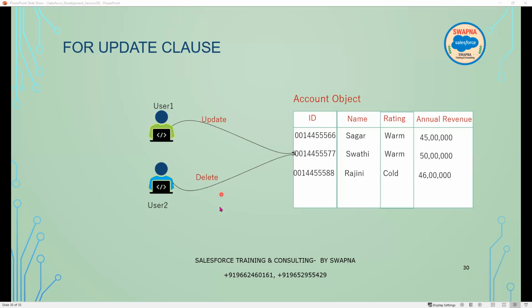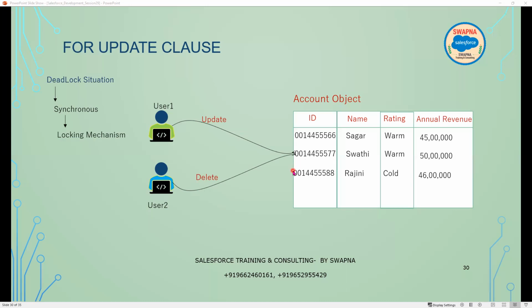This kind of a scenario is called a deadlock situation. That means when multiple users are working on the same record at the same time, it is called a deadlock situation. Now, how can we handle this deadlock situation? In order to handle this, we need to process the record synchronously by using the locking mechanism.